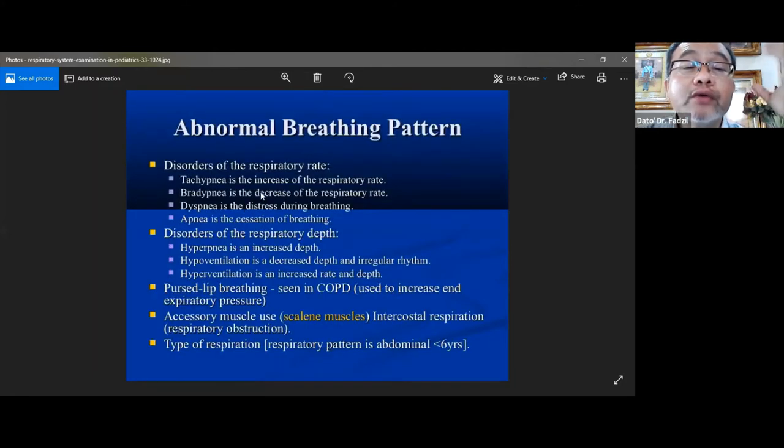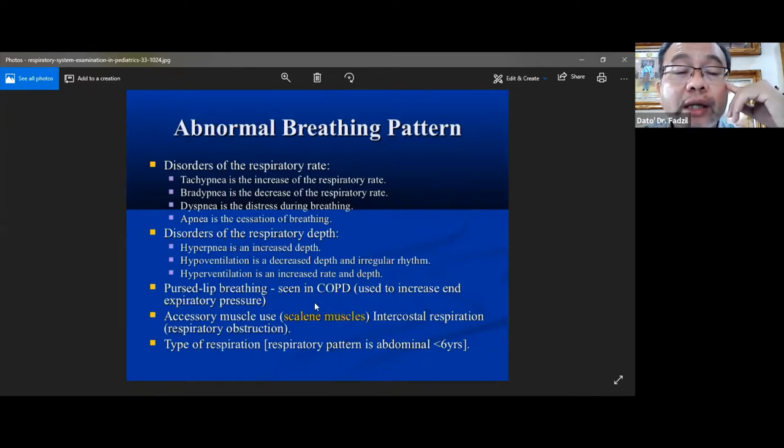So you have to understand also the abdominal breathing sound. What does tachypneic mean? Tachypneic means increased respiratory rate. Bradypnea means decrease in respiratory rate. Dyspnea, distress during breathing. Apnea, cessation of breathing. And then there is disorder of respiratory depth. Hyperpnea is increase in depth. Hypoventilation is decrease in depth and irregular rhythm. Hyperventilation is increase in rate and depth.